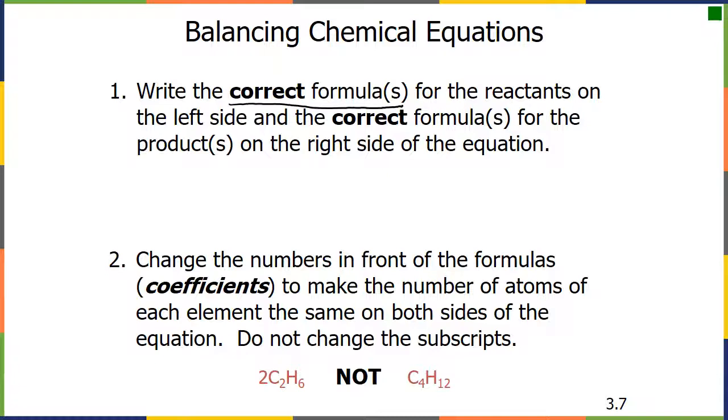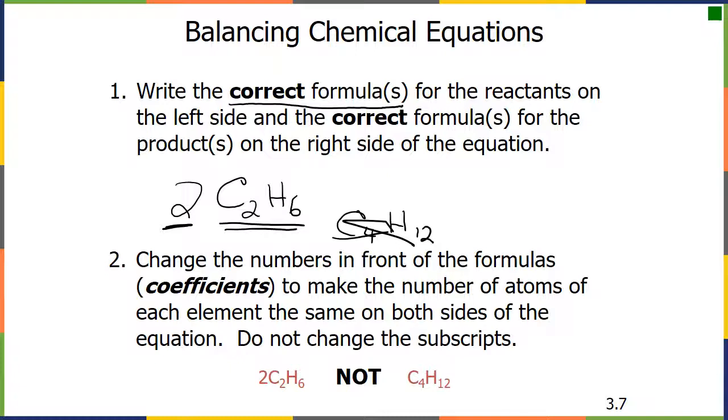If we have C2H6 and we need more than one of them, we can't change it. So let's say, for example, that we need two of these. We can't change this and make this C4H12. That is not the same stuff. We have to leave the molecular formula correct, and that is the same for both the reactants and the products. If we need more than one of this chemical formula, we change the stoichiometric coefficient in the front.